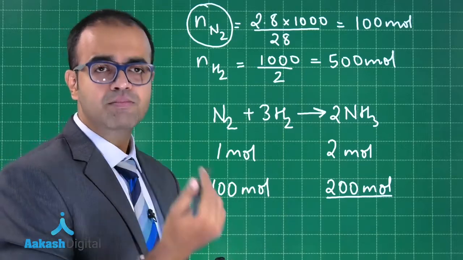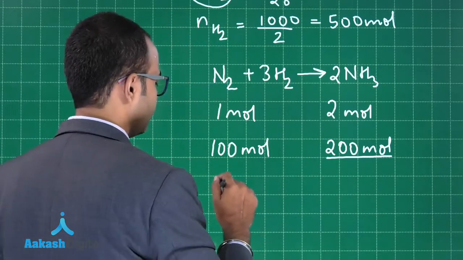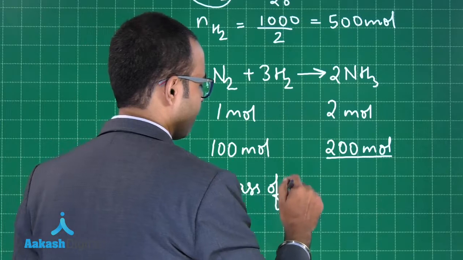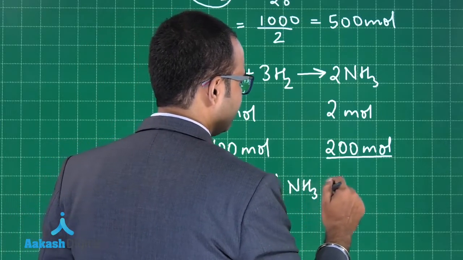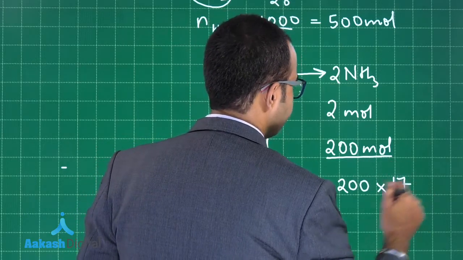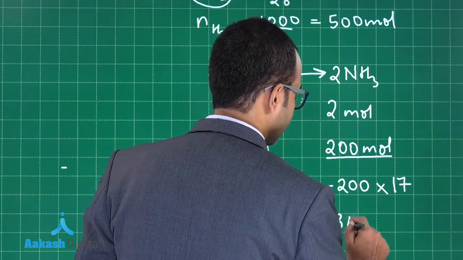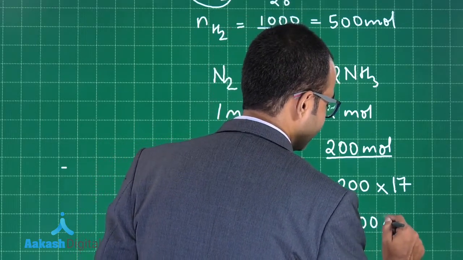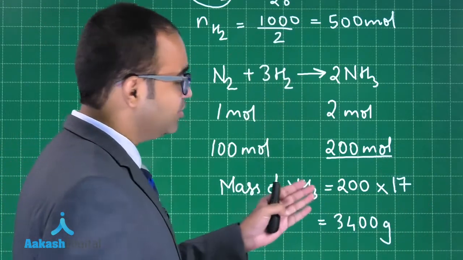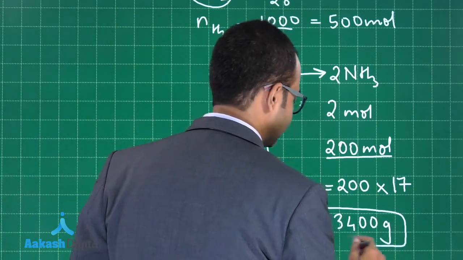Now we'll calculate the mass of ammonia. So mass of ammonia would be how much? Mass of ammonia will be moles of ammonia multiplied by the molar mass. So this will be 3400 grams. So the mass of ammonia is 3400 grams. That is our answer.